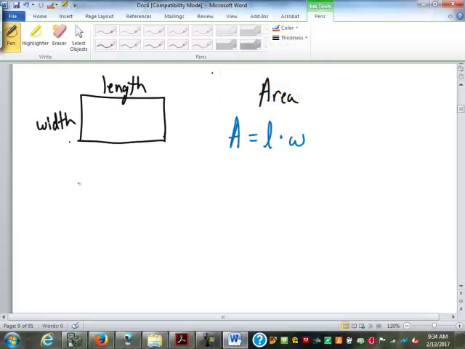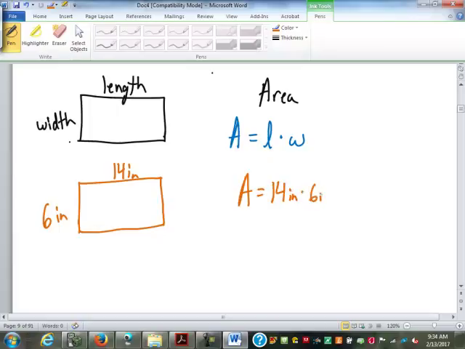So if I give you a rectangle where I state that the width is 6 inches and the length is 14 inches, I would find the area by doing 6 times 14 or 14 times 6, either one, doesn't matter, which is 84. Now we do have to combine inches times inches makes inches squared. So 84 inches squared, or 84 square inches.